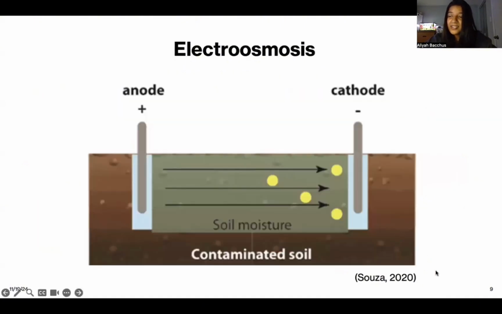The next process is electroosmosis, and this is when the electrical field drives water flow, usually from the anode to the cathode, which can carry dissolved contaminants along with it.